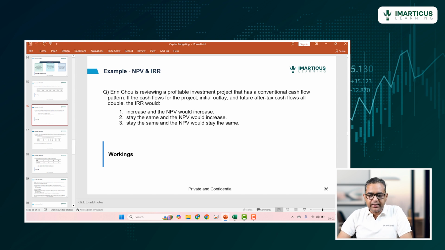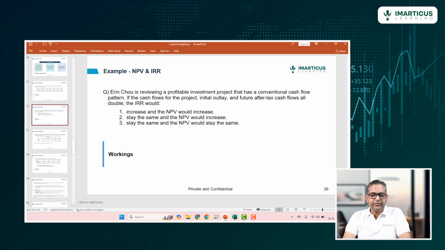Let's look at the next example, where it is also related to both NPV and IRR, and we are reviewing a profitable investment project that has a conventional cash flow pattern. By conventional cash flow pattern, we mean those cash flows which are changing sign just once. If the cash flows for the project, initial outlay and future after tax cash flows, all double, the IRR would.